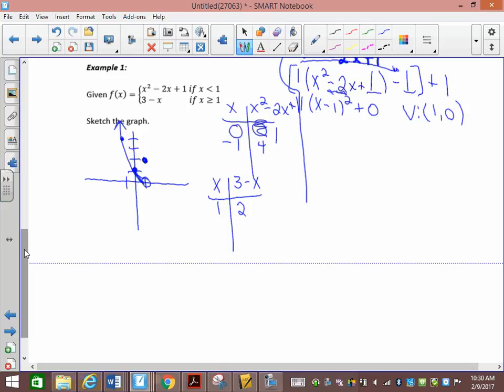Then I pick values bigger than it. So 2. 3 minus 2 is 1. So my next point is going to be at 2 and 1. I could just use the slope from now on if I wanted to, right? Down 1 over 1 would get me to the next point. That would be the sketch. So this function f of x looks like this. On the left, it makes a parabola. On the right, it makes the line with negative slope.